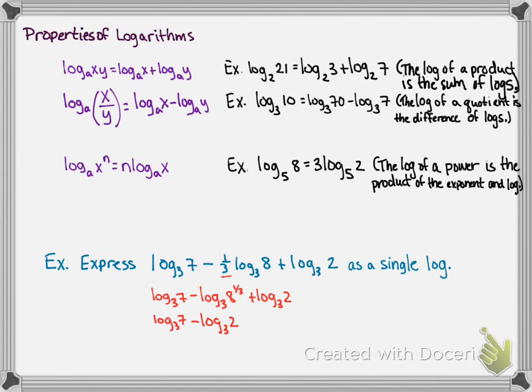Now, 8 to the 1/3 power is 2, so this becomes log base 3 of 7 minus log base 3 of 2 plus log base 3 of 2. Okay, log base 3 of 2's cancel out, and we're left with log base 3 of 7, which is our answer.